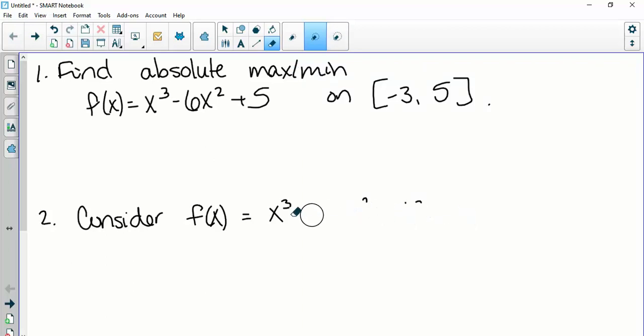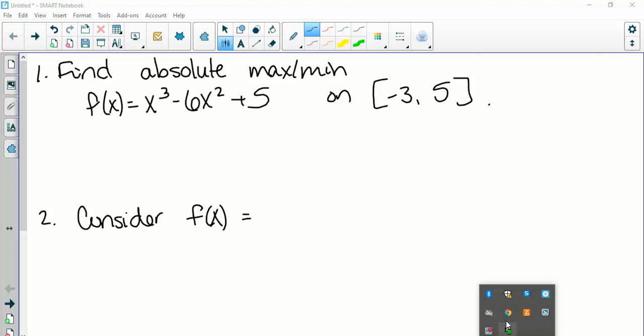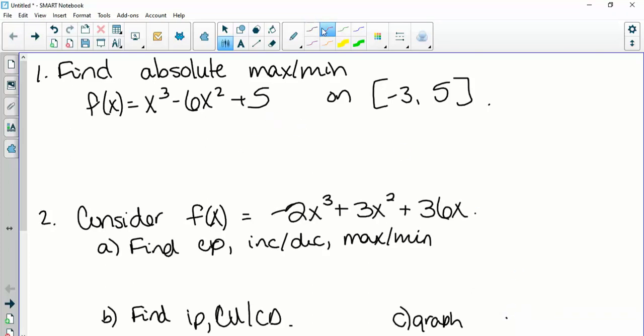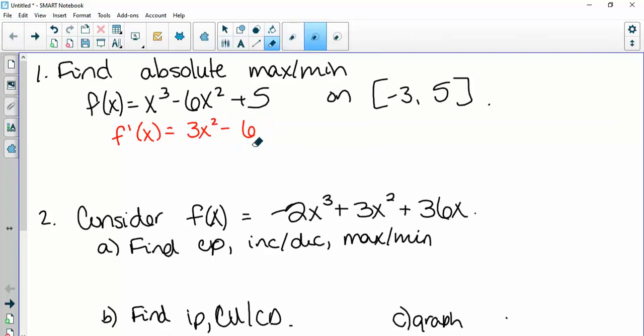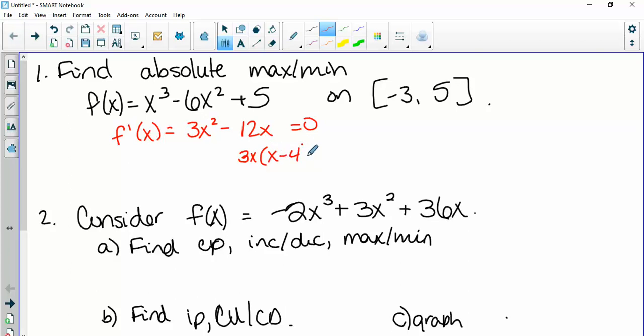How nice do you want these problems to be? Kind of enough. How do we find the absolute max and min? Derivative. So the derivative here is 3x squared minus 12x. And how do we find our critical points? Okay, so we could take out a 3x, and that leaves us with x minus 4. So the critical points are 0 and 4.